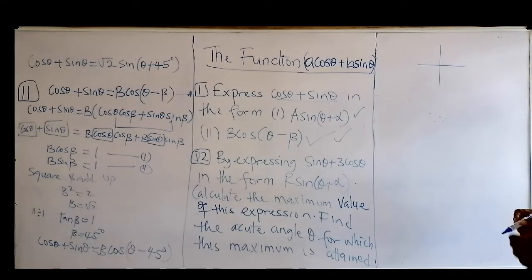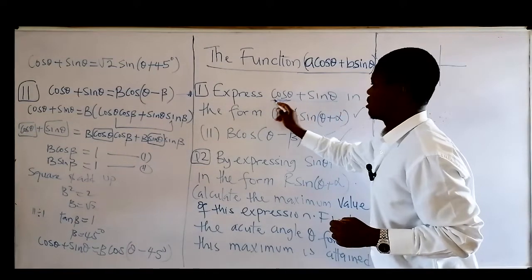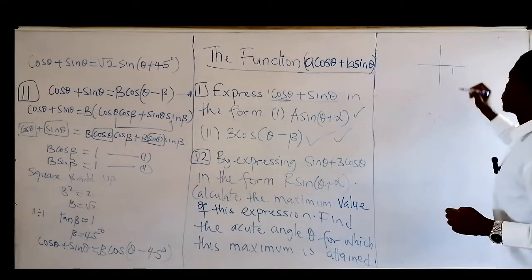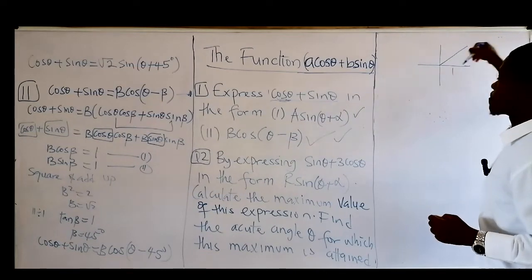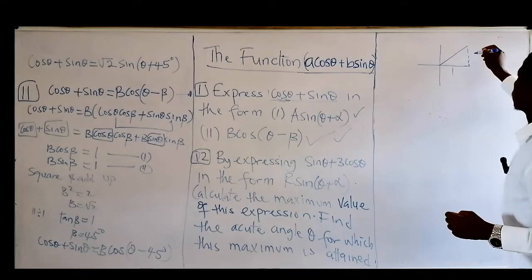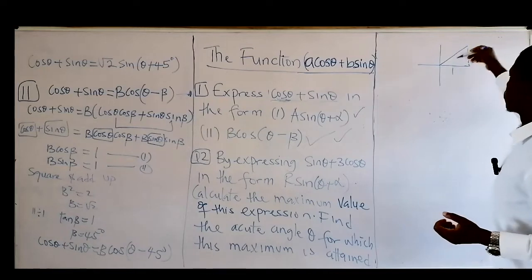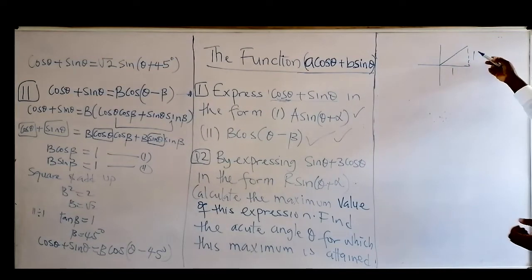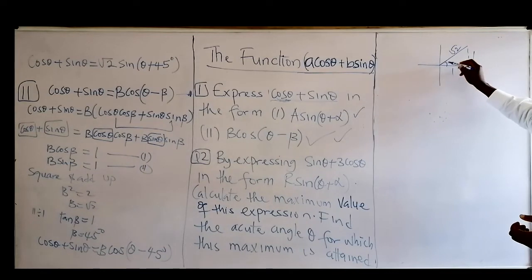Then for cos theta, the coefficient is 1, so that will be 1, a straight line here. For the sine, the coefficient is also 1, and your magnitude is root 2. Even if you use the Pythagorean theorem, you can get this to be root 2. Then you can find the angle here.